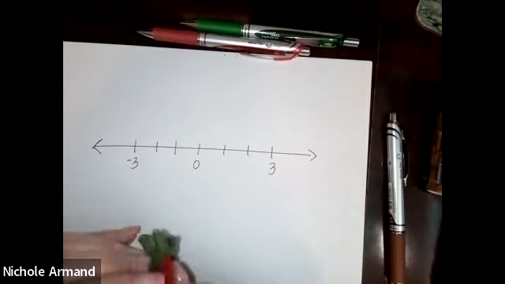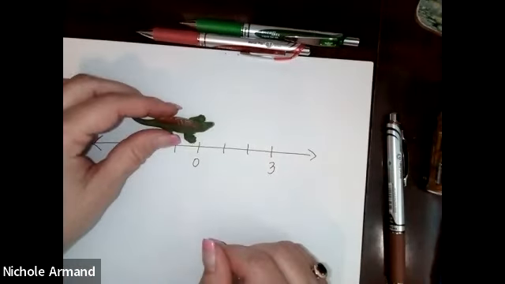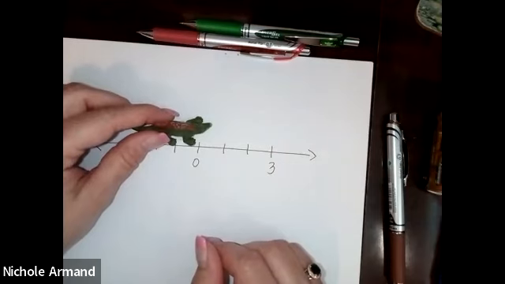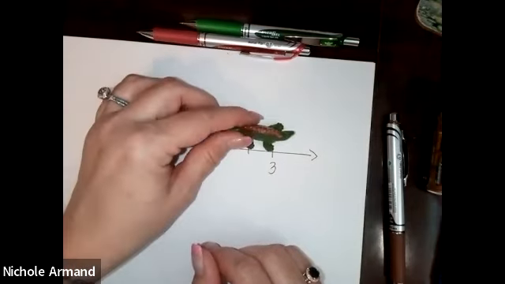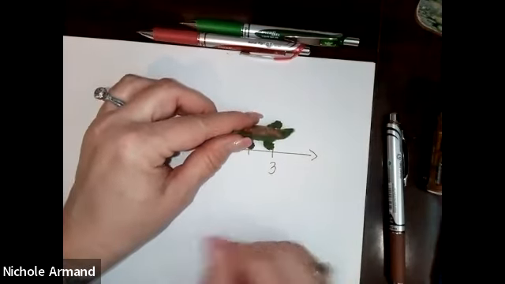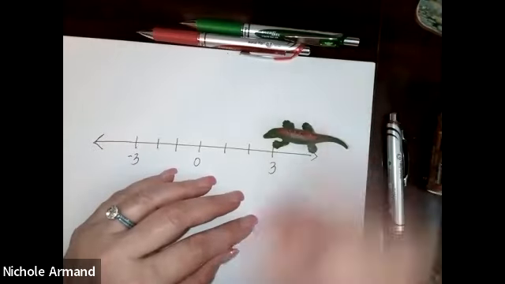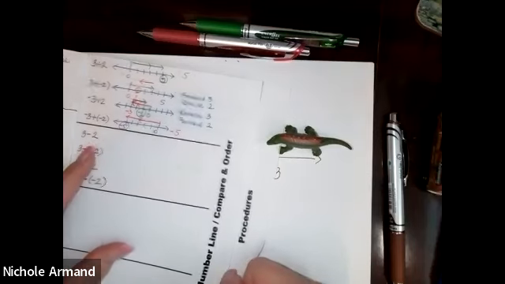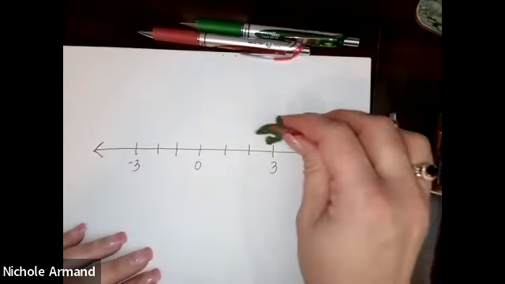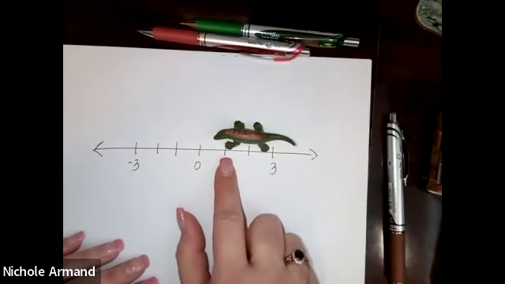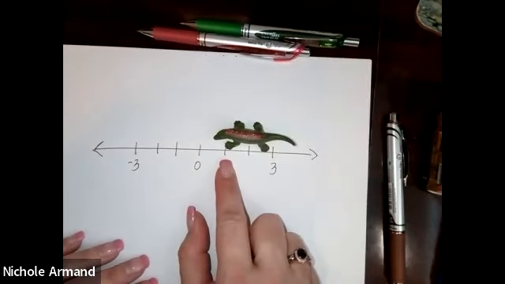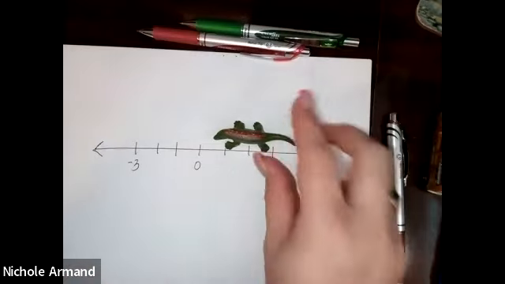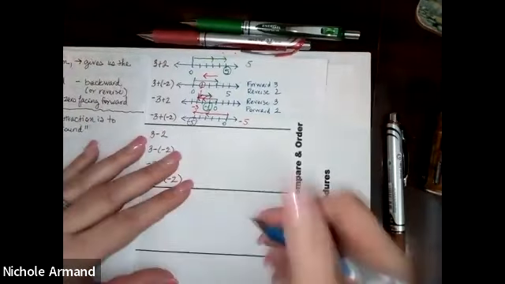So once again, I start out at 0, he's facing forward. I go 1, 2, 3, and then subtraction says to turn around. So I turn around, and what am I subtracting? I'm subtracting positive 2. So he goes forward 1, 2, and that's how I end up at positive 1.